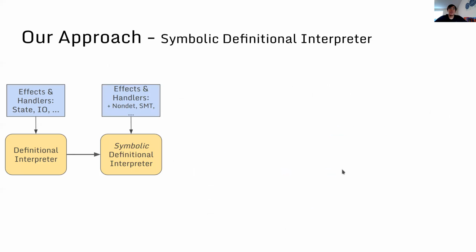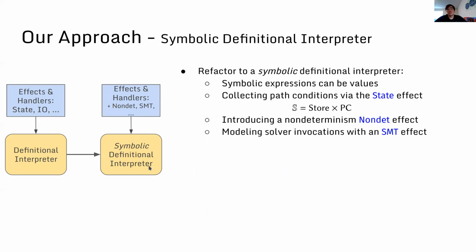The next step is to refactor the concrete interpreter to a symbolic interpreter. This can be done by first allowing symbolic expressions to be values, and then changing the state effect to carry a pair of store and a set of path conditions. And we will collect path conditions during the symbolic execution. We also need to introduce 2 additional effects, that is the non-determinism effect and the SMT effect, which are useful for symbolic execution.